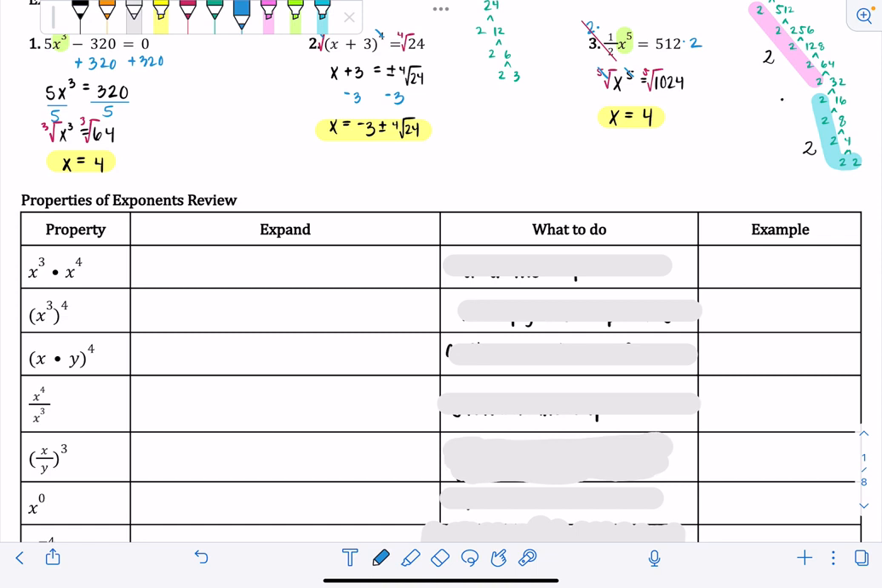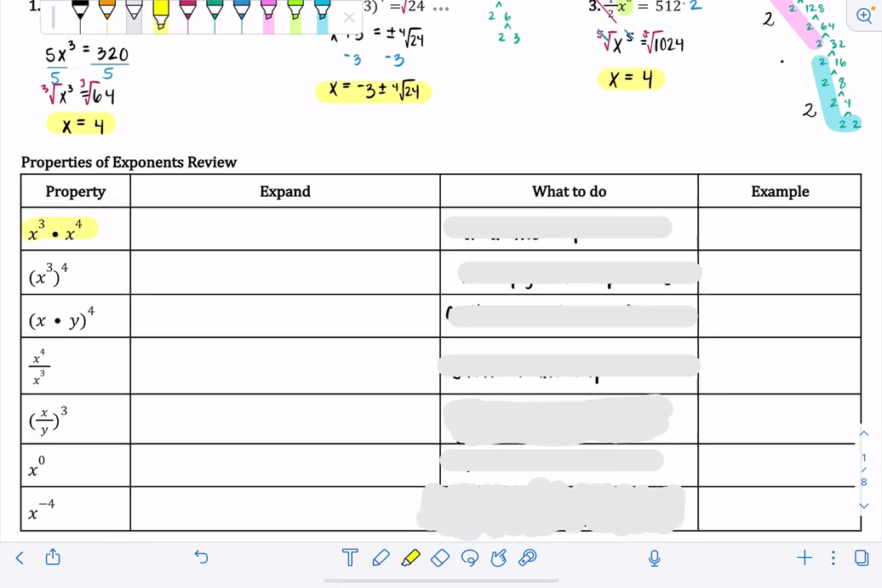So for the first one, x cubed times x to the fourth. So we have two powers that are being multiplied together with the same base. So I'm going to expand these. I'm going to take x cubed and then expand it into x times x times x. So 3 x's multiplied together. And then x to the fourth, if I expand that, it's 4 x's being multiplied together. So x times x times x times x. But 3 x's multiplied together, and then times another 4 x's being multiplied together. All together, I have 7 x's being multiplied together.